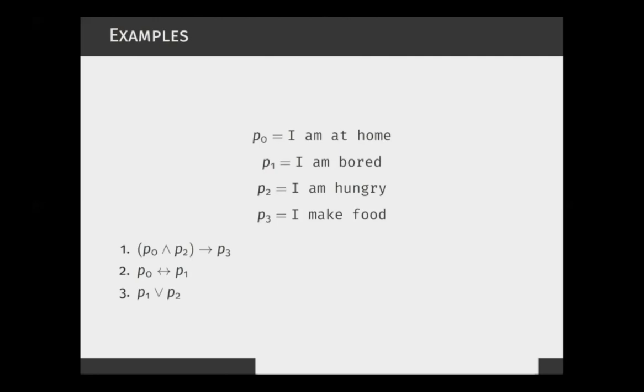So the second example says that if I'm at home, then I am bored. And if I'm not at home, then I'm not bored. So it's if and only if. And the third statement is simply a logical OR. So these are the legal formulas of propositional logic. And as you can see, in example 1 I have given the parentheses, but not in the other cases, because in those you can easily read the order of operations.